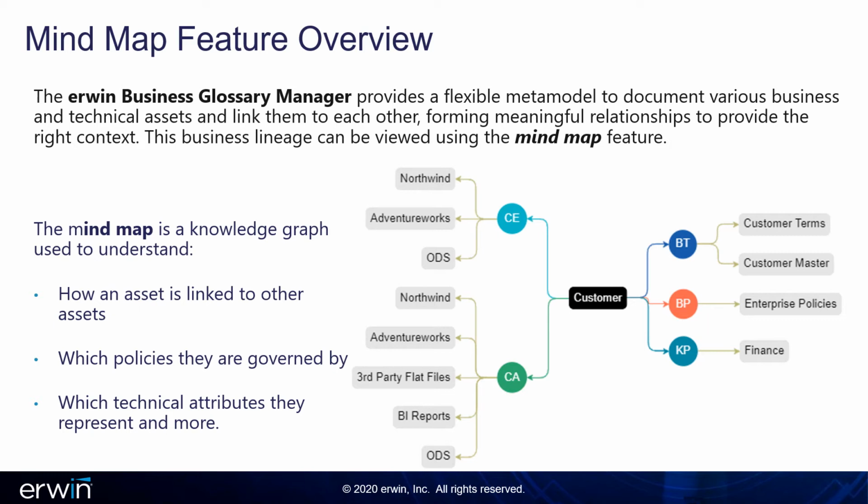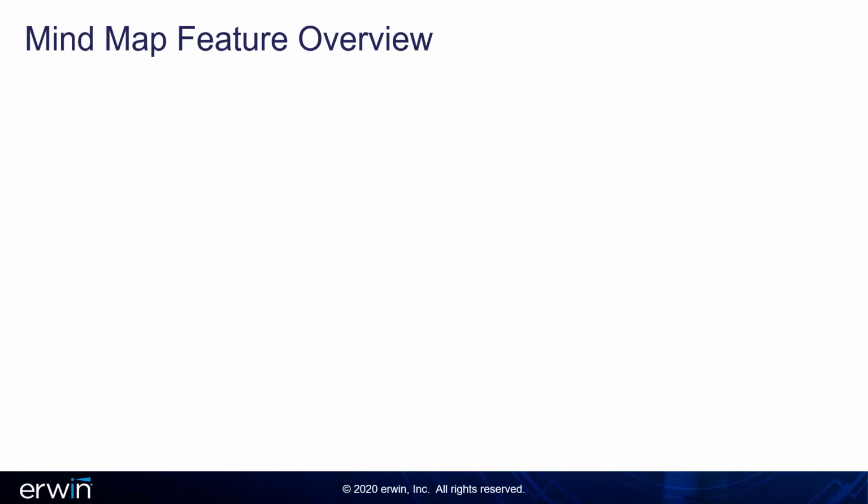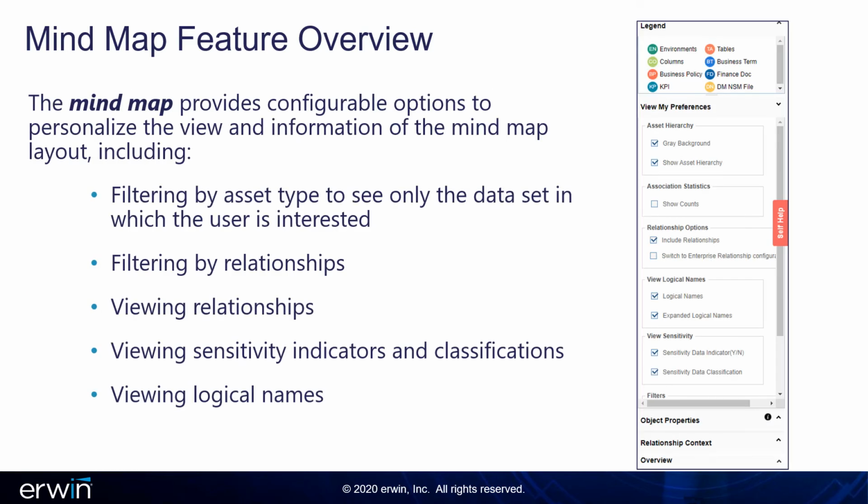The Mind Map is a knowledge graph used to understand how an asset is linked to other assets, which policies they are governed by, which technical attributes they represent, and more. The mind map provides configurable options to personalize the view and information of the mind map layout, including filtering by asset type to see only the data set in which the user is interested, filtering by relationships, viewing sensitivity indicators and classifications, and viewing logical names.